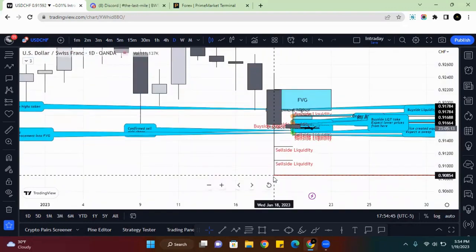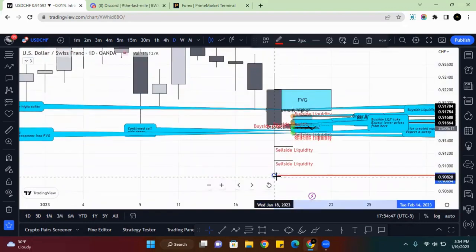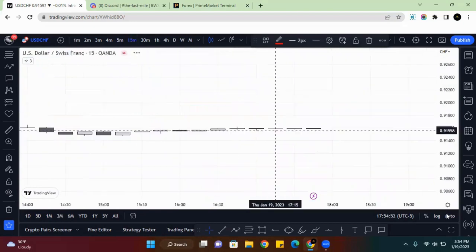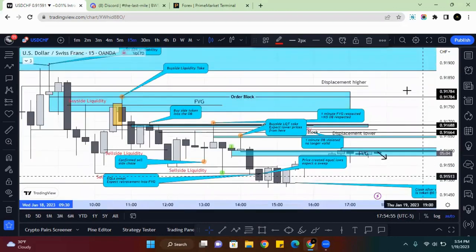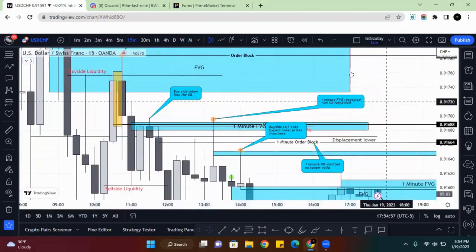I was using basically the wick of this bearish candle right here for a potential target, right? When volatility returns to the market, these types of trades would be normal. You can use the daily lows of the candles as targets.